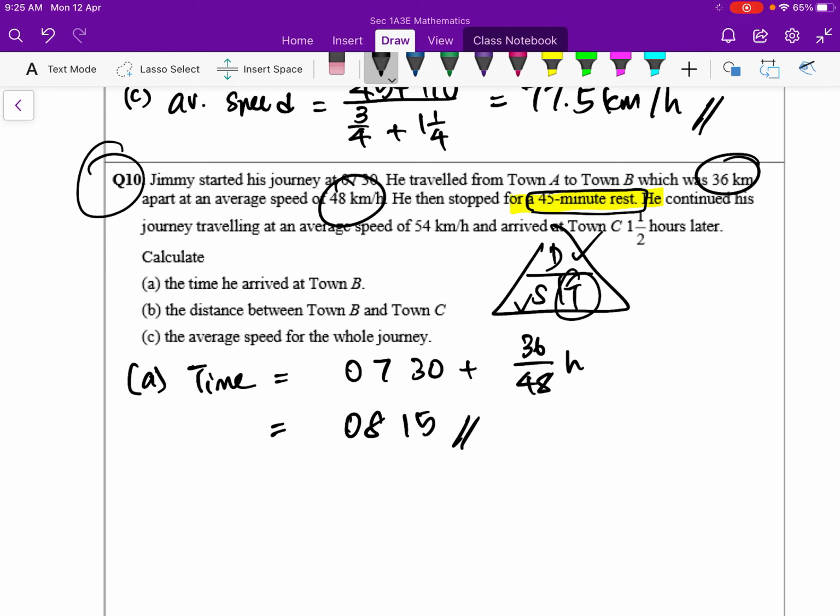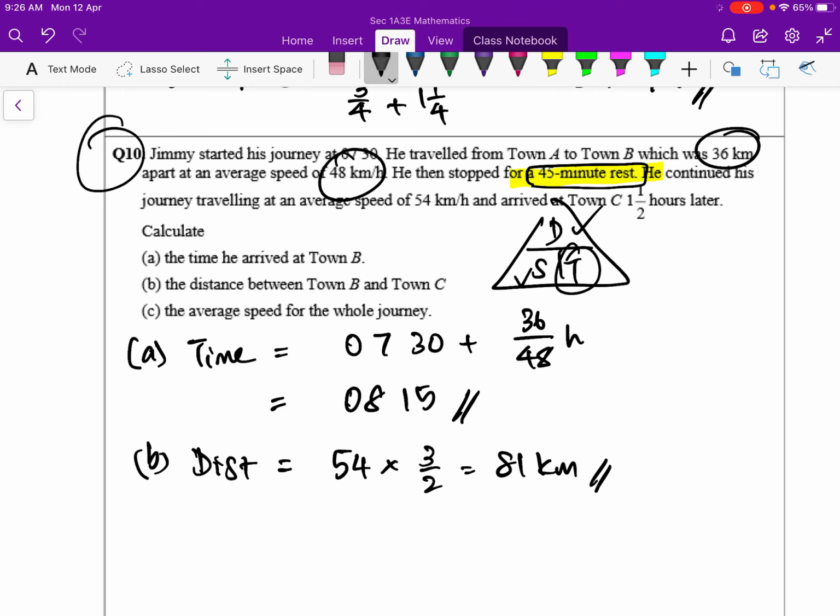This is the time of arrival in town B. Then find the distance between town B and C. So remember, when he arrived at town B, then he stopped for a rest, then he continued to town C. He arrived 1.5 hours later. So using the same triangle, we can find the formula for distance, which is your speed times the time. So the speed being 54 times the time, 3/2. You get 81 kilometers.